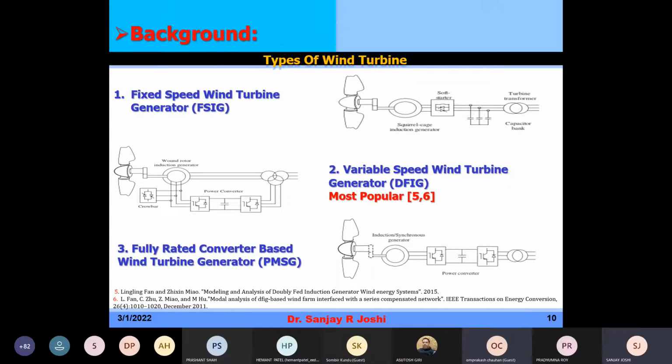From the initial fundamentals of operation of the machines, we know that PR is equal to S into PS. So the power converter ratings will be of the order of 2 to 6% only of the total capacity of the wind generator.